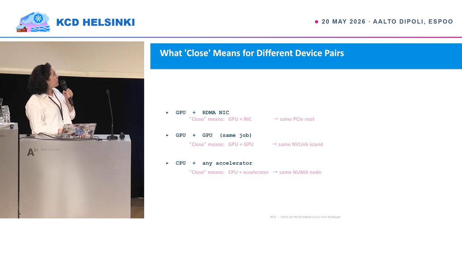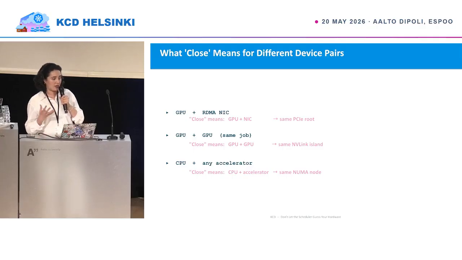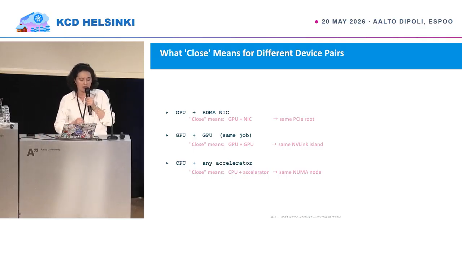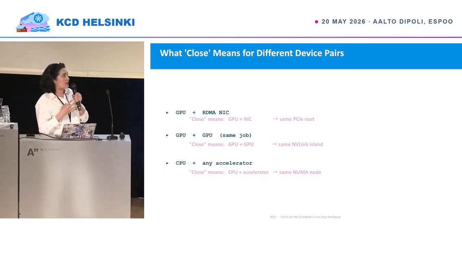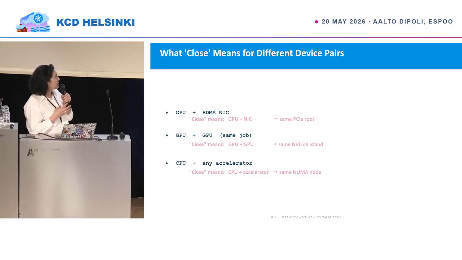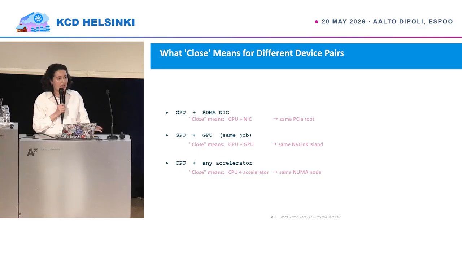For communication between two GPUs in the same distributed job, close in this scenario means that the GPUs are in the same NVLink island. Placing GPUs in different islands breaks the performance. It does not matter how close GPUs are within the PCIe topology. If they belong to different NVLink islands, the collective operations fall back to the PCIe path.